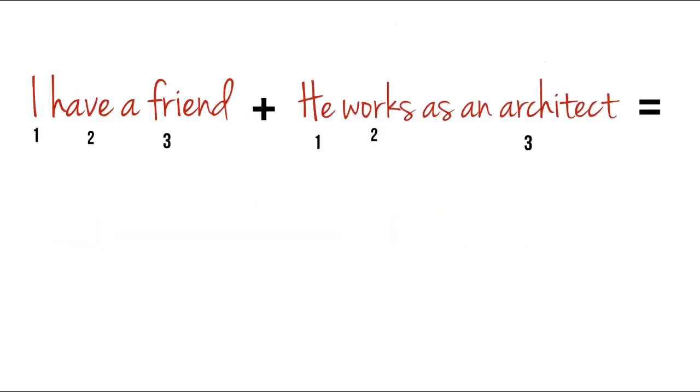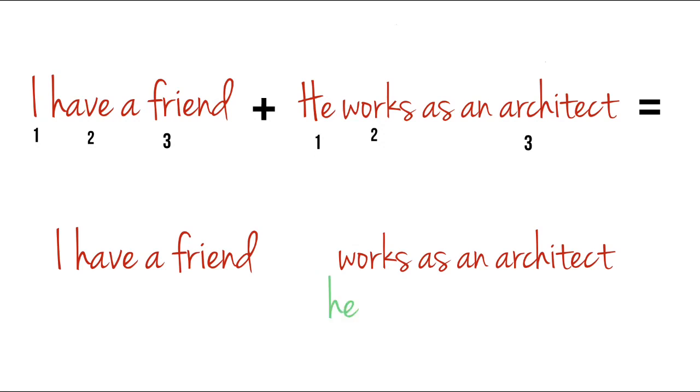So what will happen if we put these two sentences together? I have a friend plus he works as an architect. He goes away and in its place comes the pronoun who. And as a result we have a complex sentence with a relative clause, I have a friend who works as an architect.